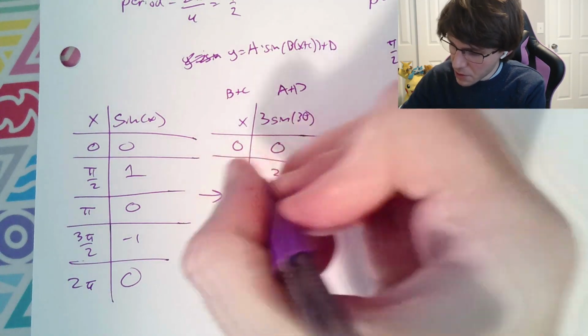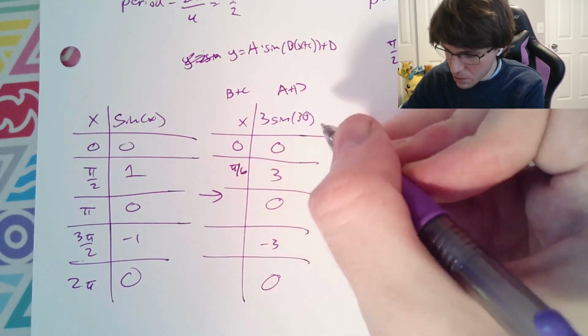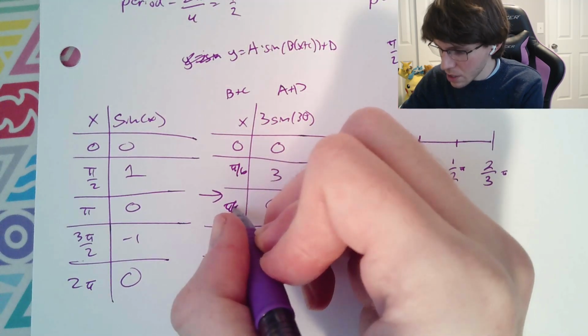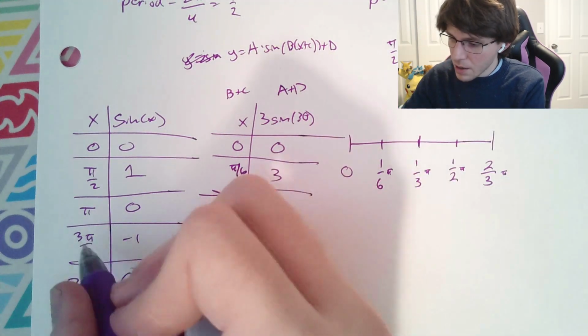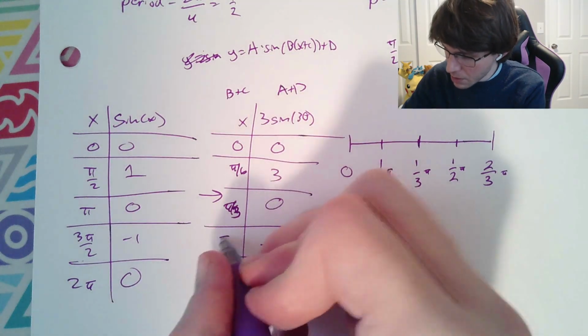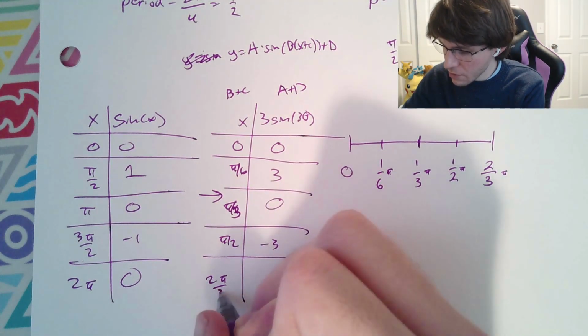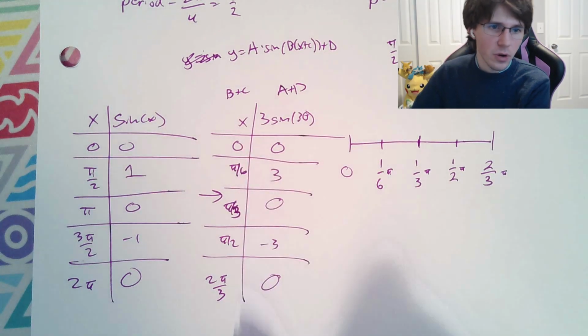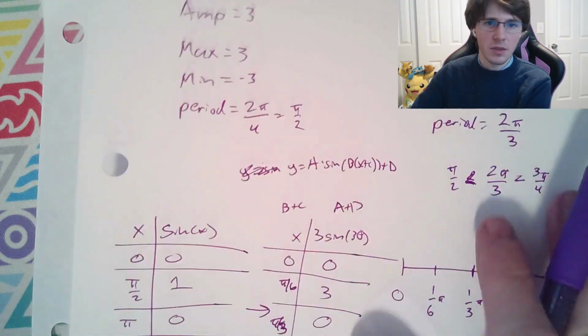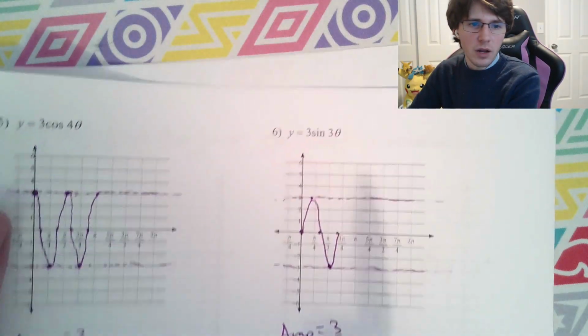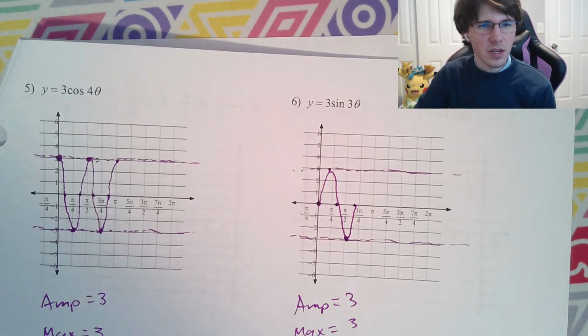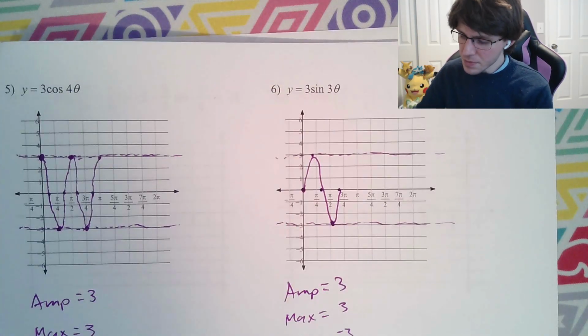So you still have 0, and this is going to be pi over 6 because we're dividing by 3, pi over 3 because we're dividing by 3. The 3's cancel, so you get pi over 2, and then 2 pi over 3. And now you have this list of coordinates that you could actually just play connect the dots with if you really wanted to. But I do think the visual way of graphing it is going to be easier.